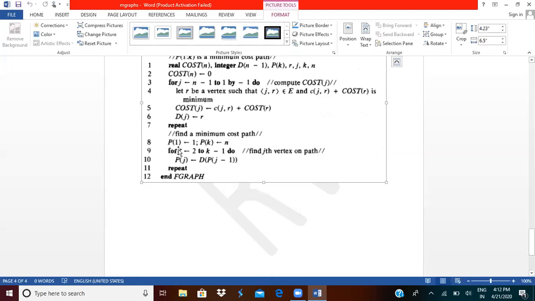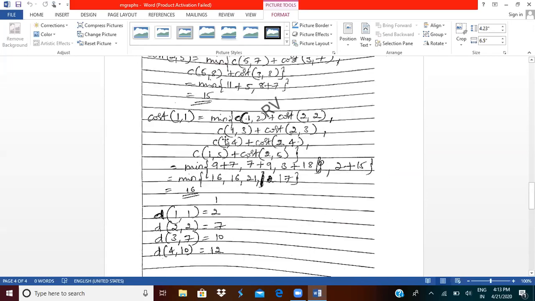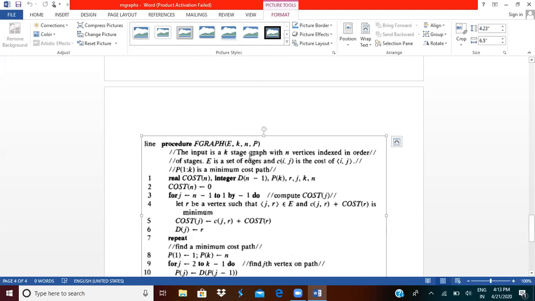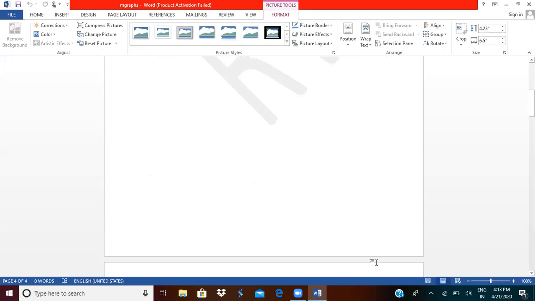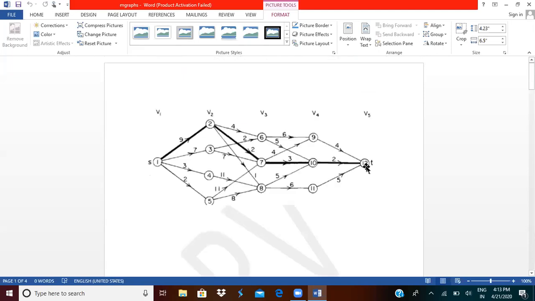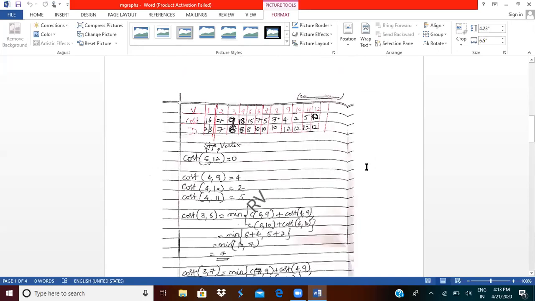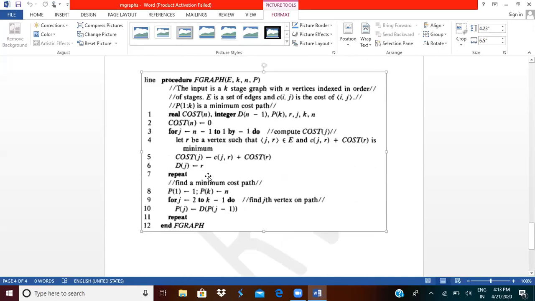Remember, P signifies the minimum cost path from source to destination. So here I have initialized P of 1 is equal to 1 and P of k is equal to n. How many vertices are there? There are 12 vertices. What is k here? K is a stage. P of 5 is equal to 12. I'm referring to this example only. Yes, P of 5 is equal to 12.